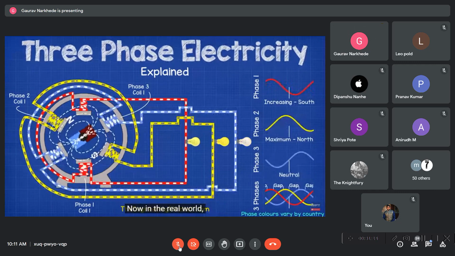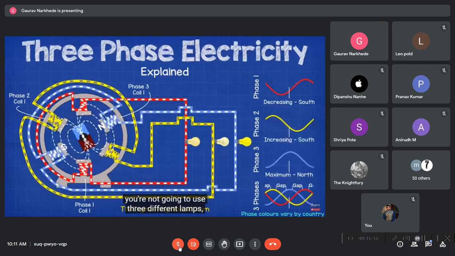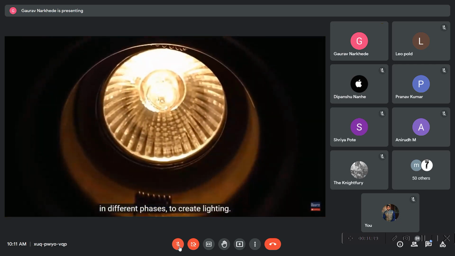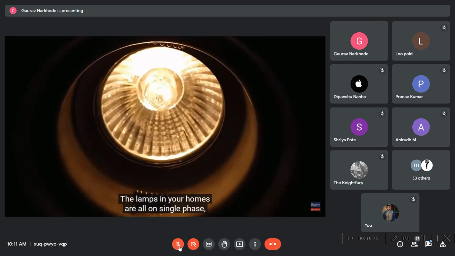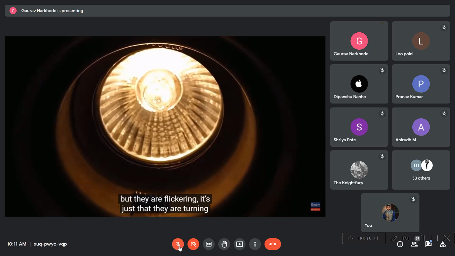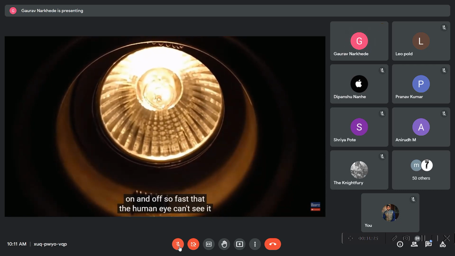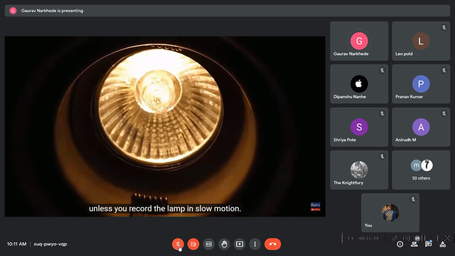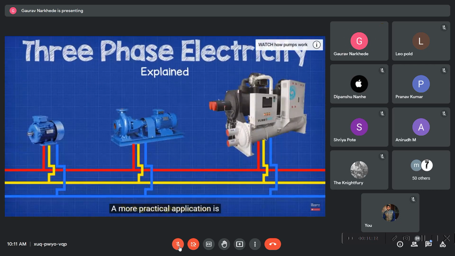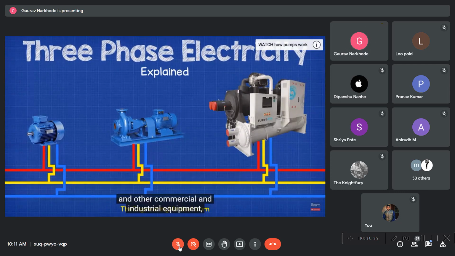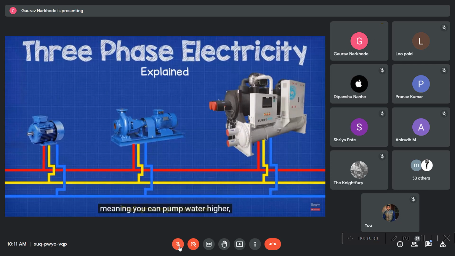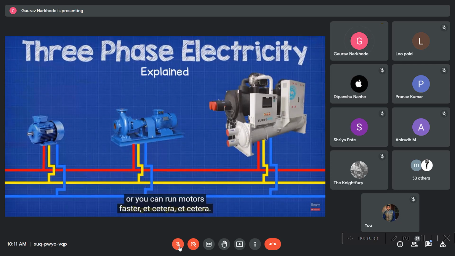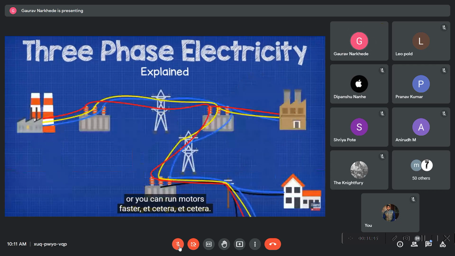Now in the real world, you're not going to use three different lamps on different phases to create lighting. The lamps in your homes are all on single phase, but they are flickering. It's just that they are turning on and off so fast that the human eye can't see it unless you record the lamp in slow motion. A more practical application is to power electrical induction motors and other commercial and industrial equipment, as three phase will provide a lot more power to these items, meaning you can pump water higher or you can run motors faster, etc.